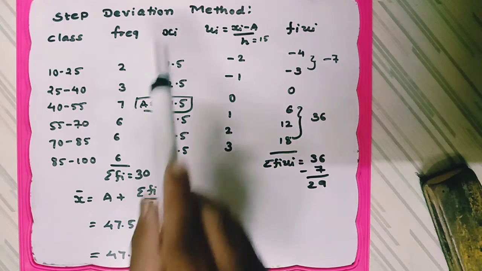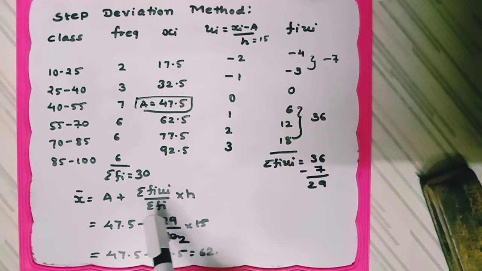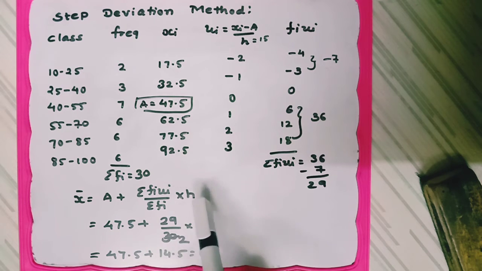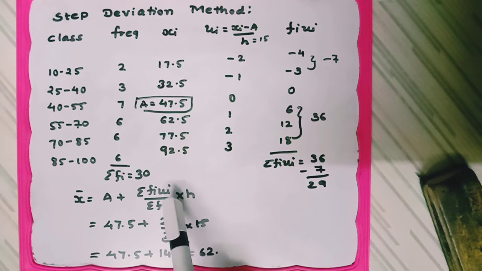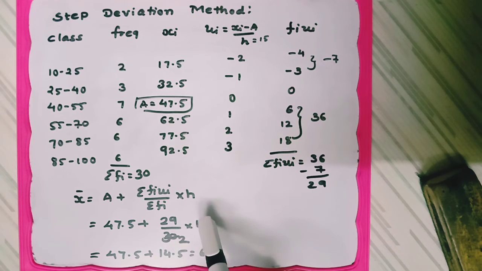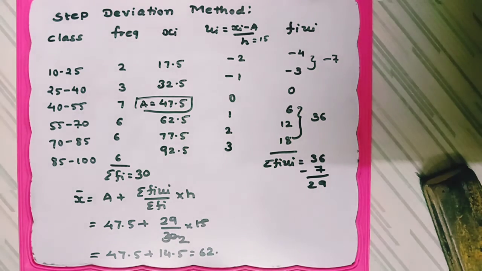So here the step deviation method formula we have x bar equals a plus sigma fi ui over sigma fi, into h. And so we substitute the values. A value we have 47.5, sigma fi ui 29, sigma fi 30, into 15. So we simplify, 29 by 2, so 47.5 plus 14.5, that is 62.